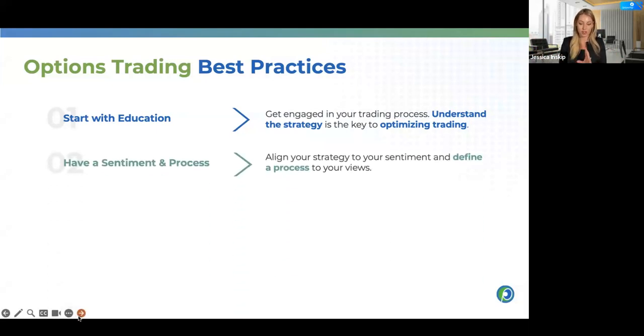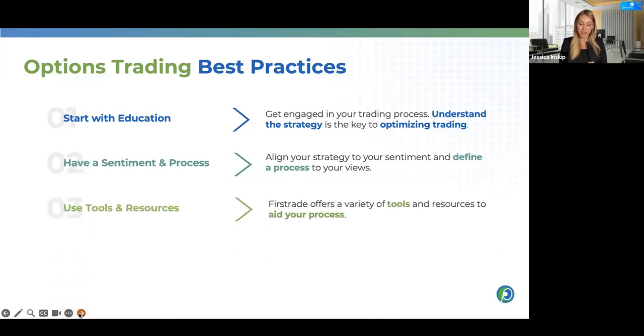So starting with education. Have a sentiment and have a process. Notice when we had that T chart, we had bull and bear. I've talked about moving directionally in your desired direction and also a slight directional bias. So knowing where you feel the underlying security is going to go is extremely important. And it's also important to take the emotion out of investing and have a disciplined approach. And we talk about that and we teach that at OptionsPlay.